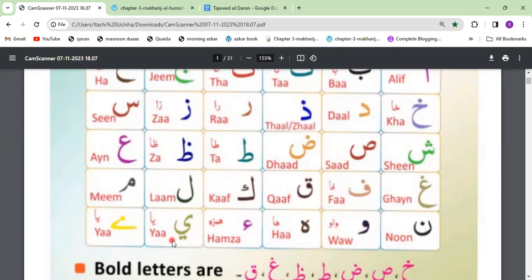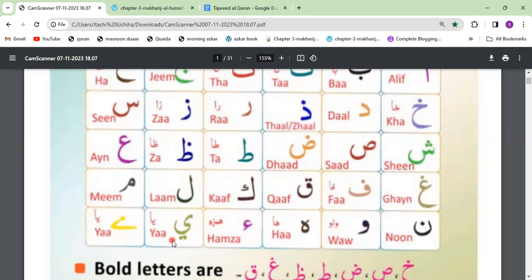And if the ya is going to be with any sign above or below, we are not going to stretch it, just like ya ayyuhal-ladhina or ayyu. Ayyu is having the hamza with the ya, and that ya is not a stretching sound, right? So in that situation, we are going to pronounce the sound of ya from the middle of our tongue.